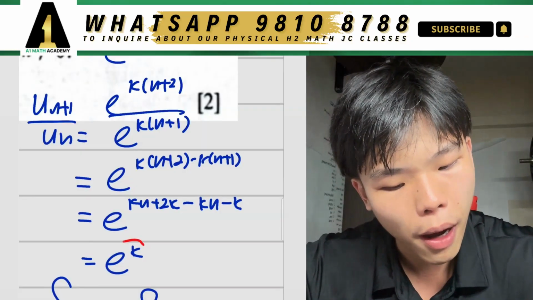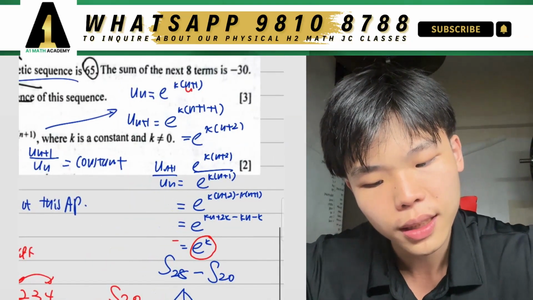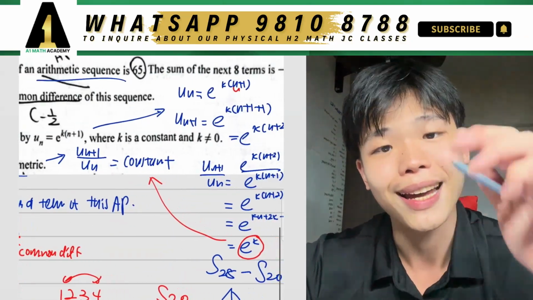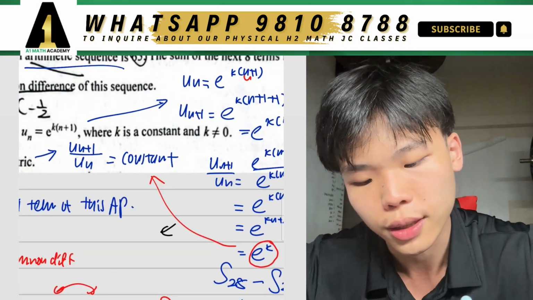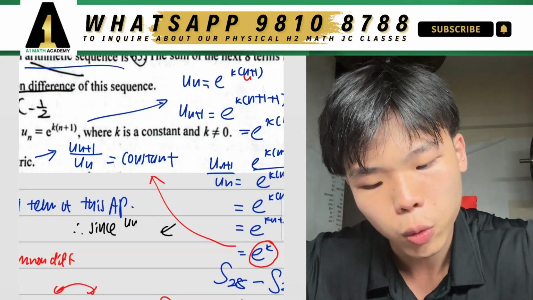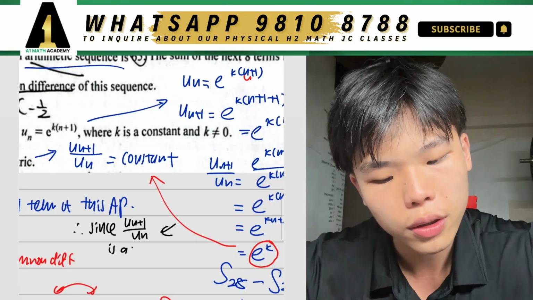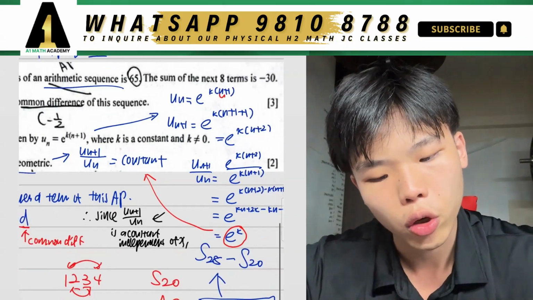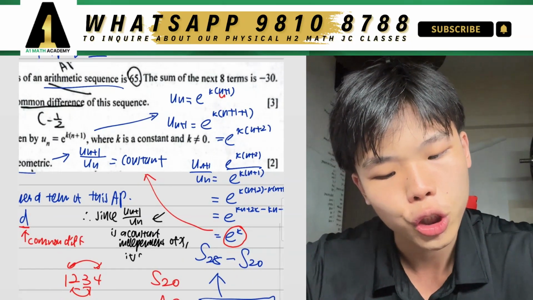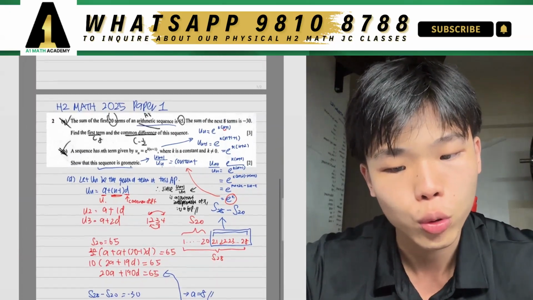Therefore, this e to the power of k is the constant difference between these two terms, the constant multiple. And for the explanation, we just need to write something very standard, which is: therefore, since u_(n+1) over u_n is a constant independent of n, we can conclude that it's a GP. And that's how we tackle question 2 over here.